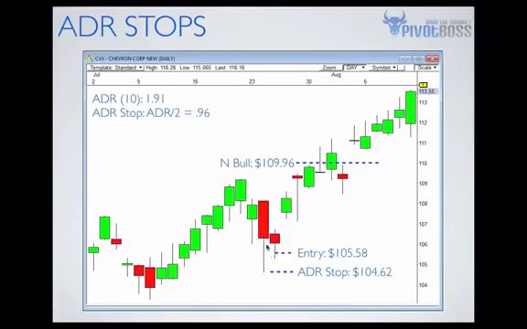So if we get a great entry, again at the center of this wick, our entry is 105.58. We take the 10 period ADR calculation, 1.91 points, and divide it by 2. That gives us 96 cents. We project lower 96 cents, and our stop is 104.62. Very simple. And you can see I have the normal bull target here of 109.96. If we use a target like this with a stop like this, it comes out to a 4.5 to 1 reward risk ratio, which is a very healthy ratio.